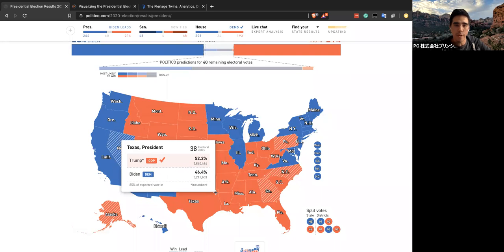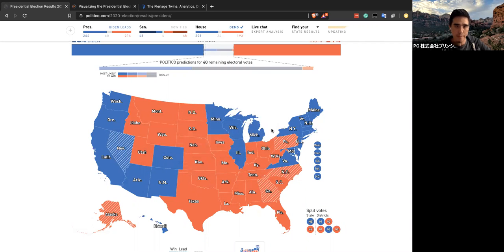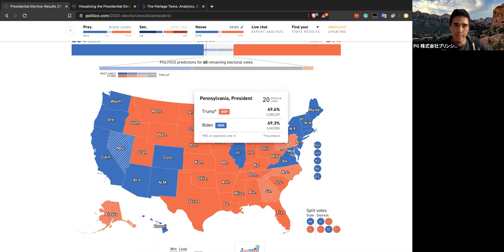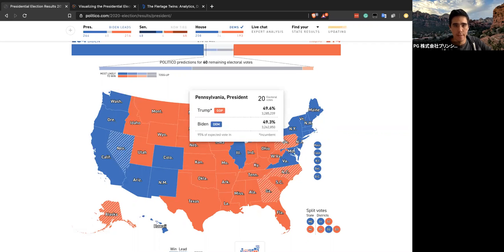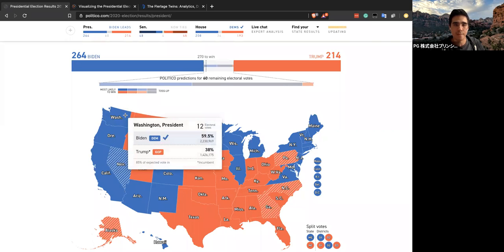And then those gray states kind of don't show up on this map, but those would be, some of them are already done, but Pennsylvania was one of them. You can see it's almost exactly split, 49.6 to 49.3. This was one of those gray states. And at top, we can see, instead of a tree map, they're just showing a bar. But basically the total electoral votes are added together into this bar. If they pass 270, then they win.